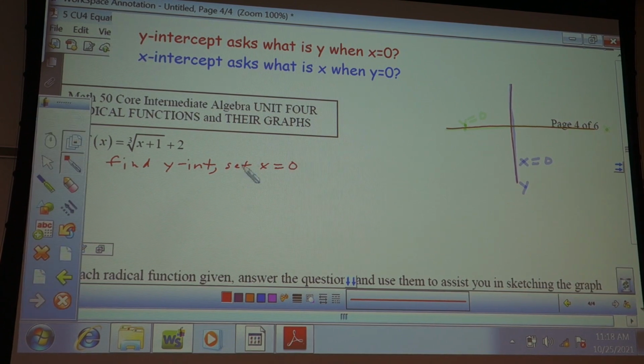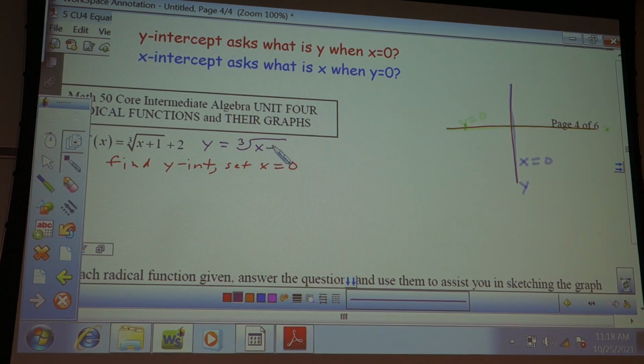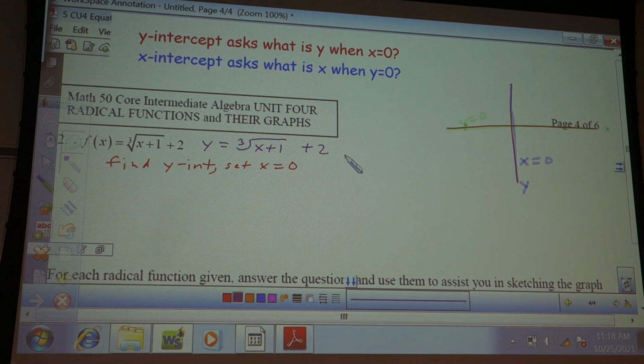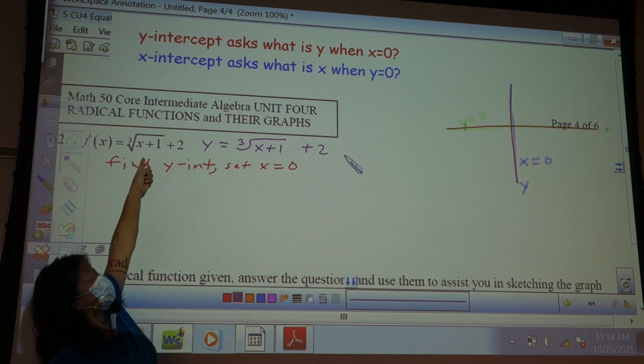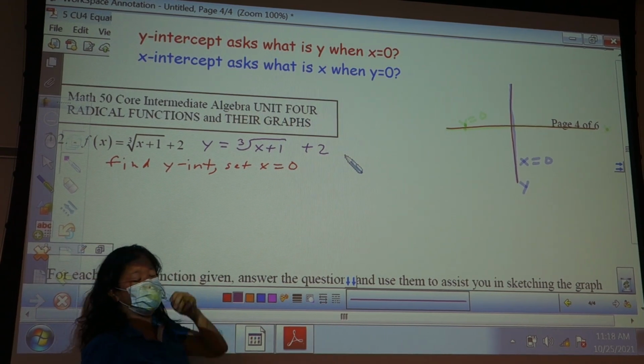So I'm going to rewrite this. This function is Y equals the cube root of X plus 1, plus 2. Does anyone see that? The plus 1 is on the inside, and on the outside is the plus 2.